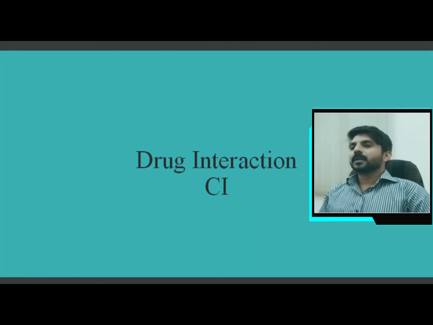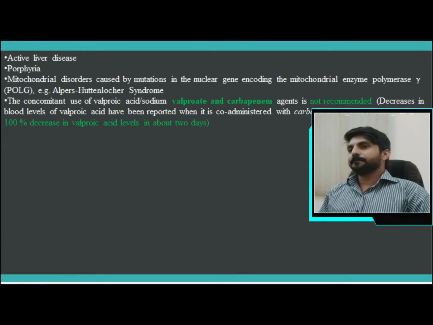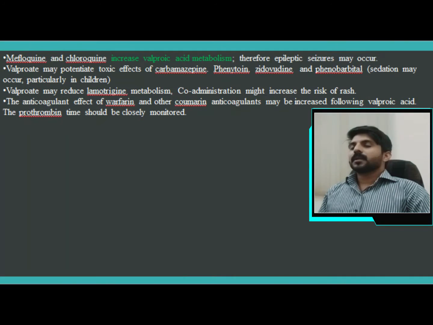We talk about drug interaction and contraindication. This medication is contraindicated in active liver disease, porphyria and myocardial disorder. Moreover, valproic acid is contraindicated with carbapenem because within 2 days it results in a 60 to 100% decrease in valproic acid blood levels. If we talk about dose adjustment, then it is important to note that chloroquine and mefloquine increase the valproic acid metabolism and the seizure frequency may increase.